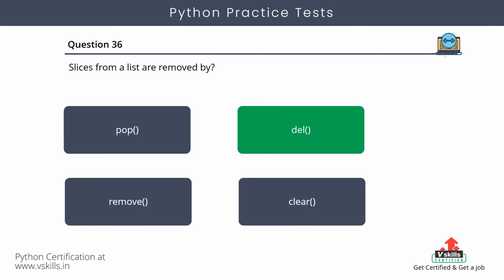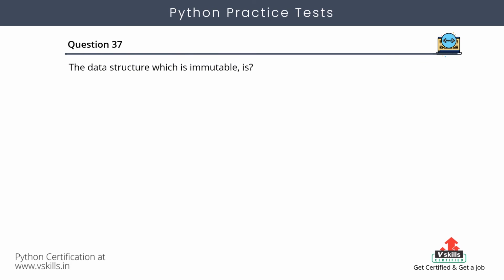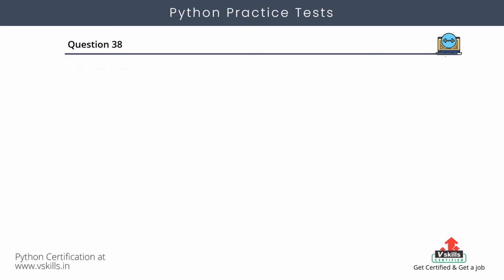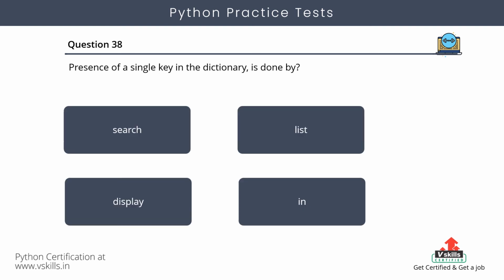Question 37. Which of the following data structure is immutable? The correct answer is option C. Question 38. Presence of a single key in the dictionary is done by which of the following? The correct answer is option D.